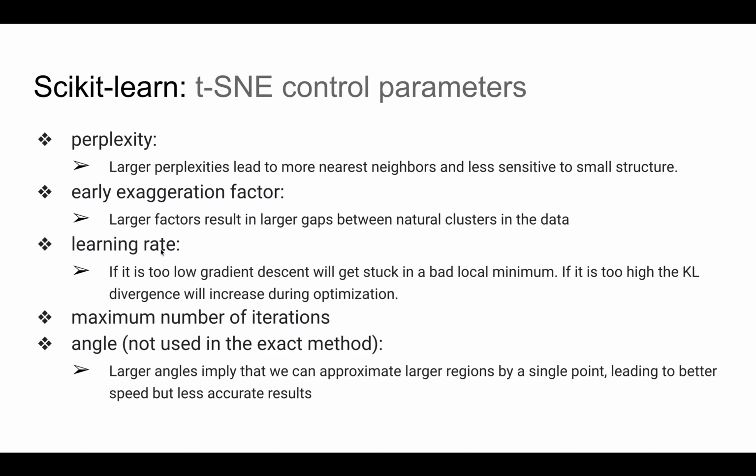Learning rate, as you probably already know, can be tuned. So if it's too small, then the chances are that it could get stuck in local minima. If it's too large, it could overshoot in the learning process. Then we have the maximum number of iterations that can be set, and angle. So larger angles imply that we can approximate larger regions by a single point, leading to better speed but less accurate results. So that was a brief intuition about what t-SNE is and how it works.